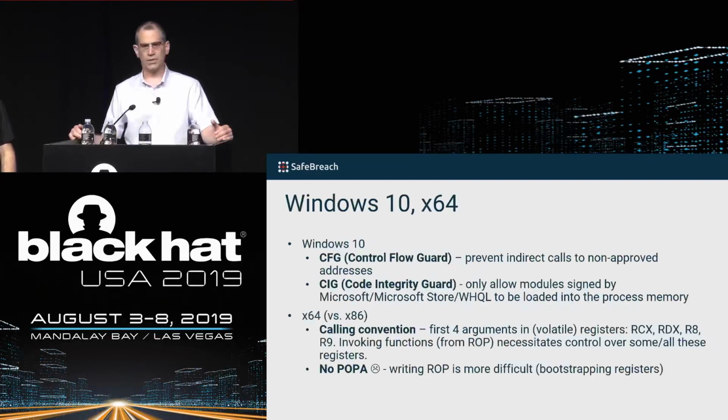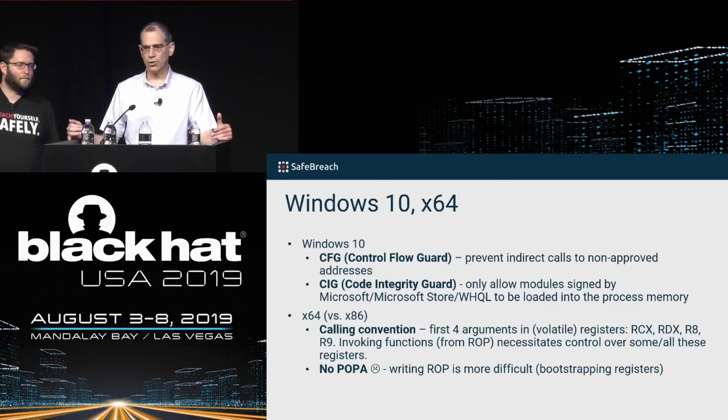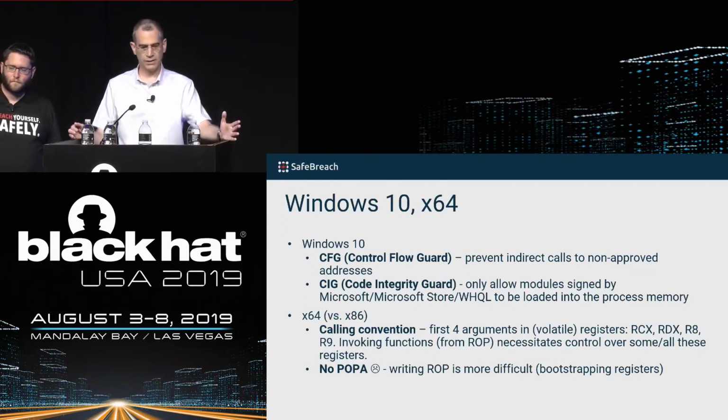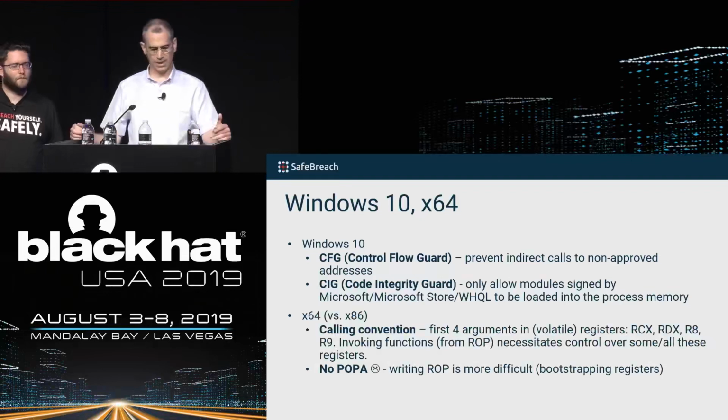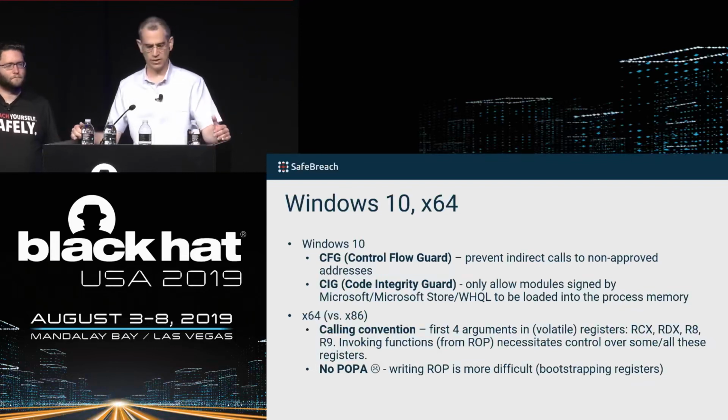What's so interesting about Windows 10 and the 64-bit architecture? Well, in Windows 10, there were several new security mechanisms introduced to mitigate remote process exploitation, but they also have a significant impact on process injection, on local process injection. Specifically, CFG, Control Flow Guard, prevents indirect calls to non-approved addresses, and CIG, Code Integrity Guard, only allows modules or DLLs signed by Microsoft or Microsoft Store or WHQL to be loaded into the process memory, and we will explain exactly how this affects process injection.